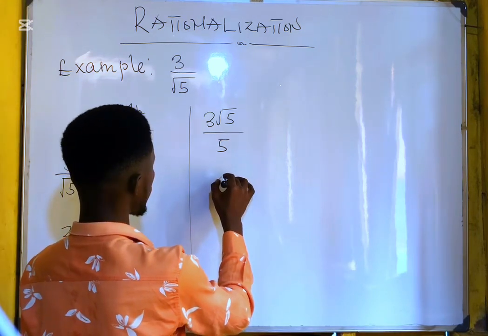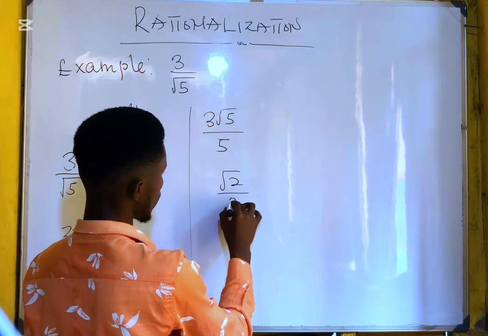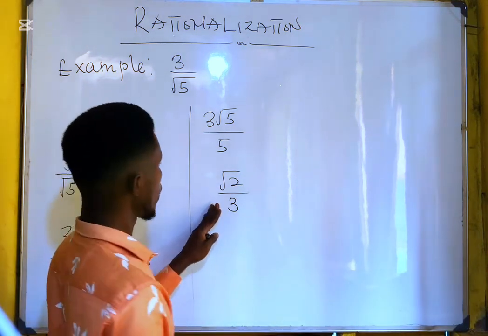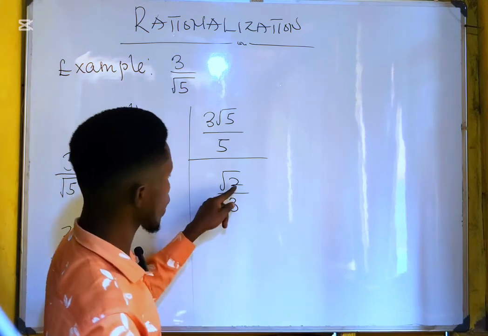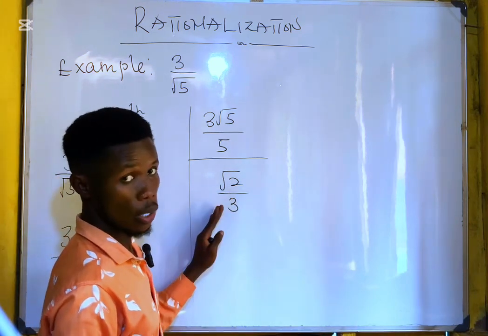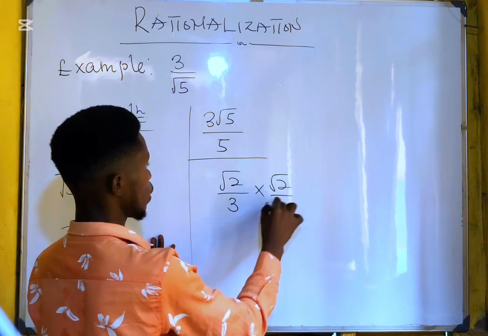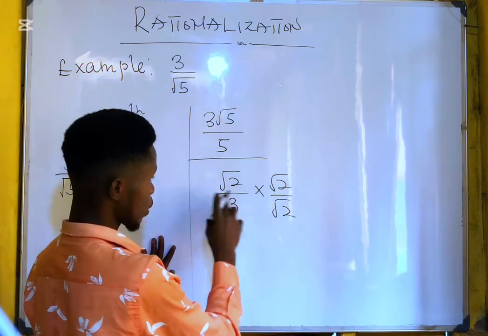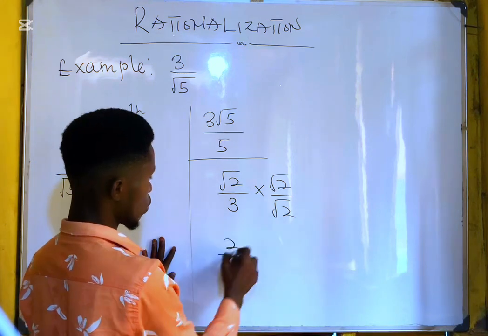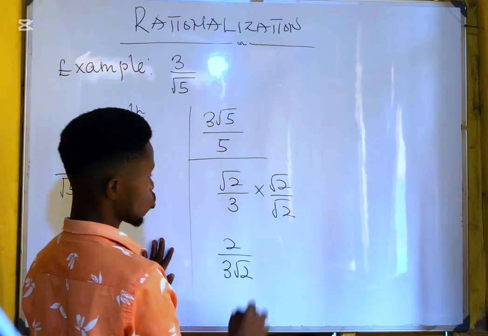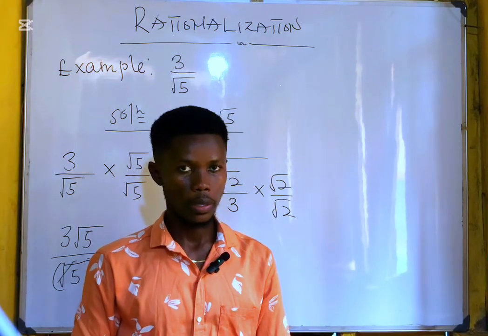Let's say I have root 2 over 3. Now, if I want to rationalize this one, here the radical sign is at the numerator and not the denominator. So you also rationalize this. Is that okay? So this time that will give us 2. This time that will give us 3 root 2. So this is how we do the rationalization of surds.